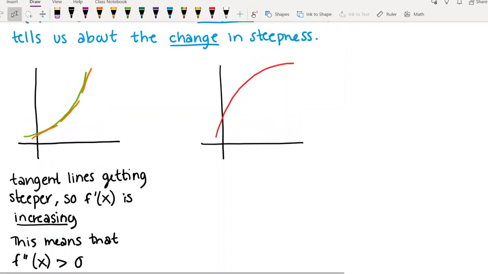So on the other hand, on this one, if we were to take some different tangent lines, we start off with these bigger slopes, then it becomes less of a steep slope, and less of a steep slope. So in this case, the tangent lines are getting less steep.